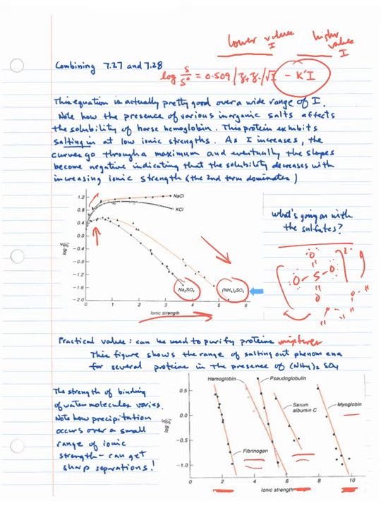Because, as you know, proteins have different amino acids, different regions of them may be more or less polar. So different proteins are more or less polar. The strength of binding of water molecules to these proteins is going to vary. So again, the precipitation can occur over a small range of ionic strength, and you can get very, very sharp separation.